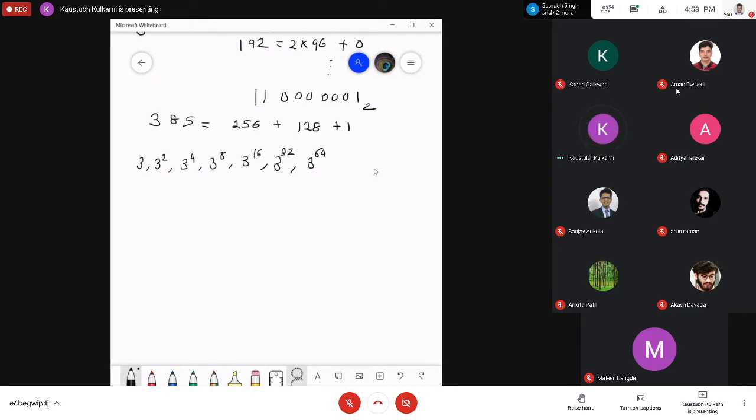Okay. So 3 raised to 1 is, I'm just writing the remainders now, okay? 3 raised to 1, remainder is 3. 3 raised to 2, as we found, 9 mod 7, remainder is 2. 3 raised to 4 is 2 into 2.